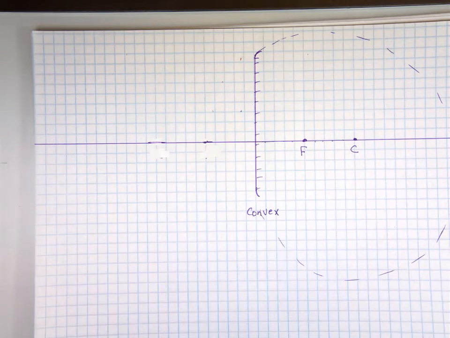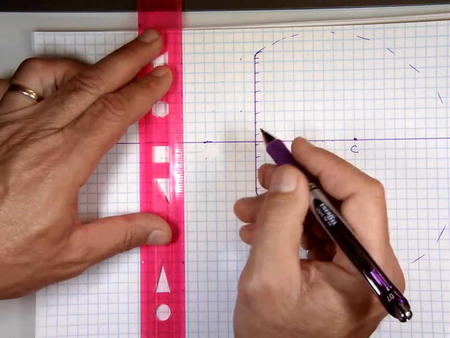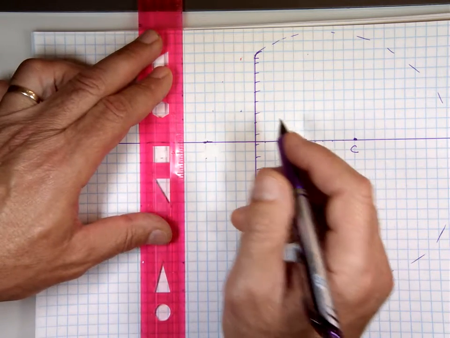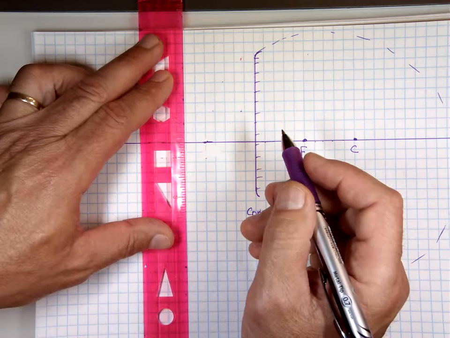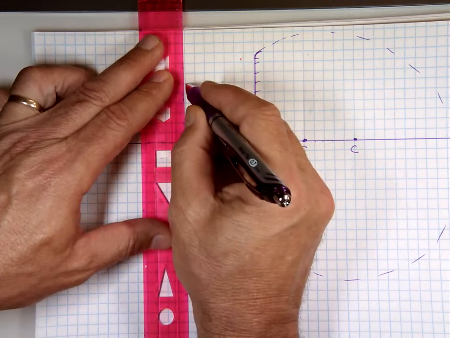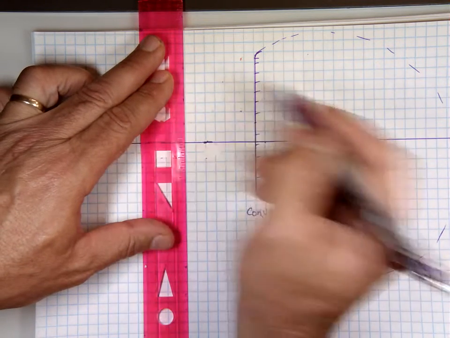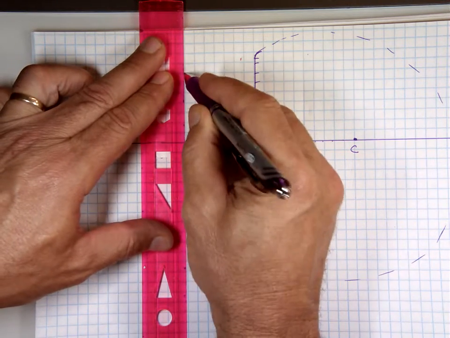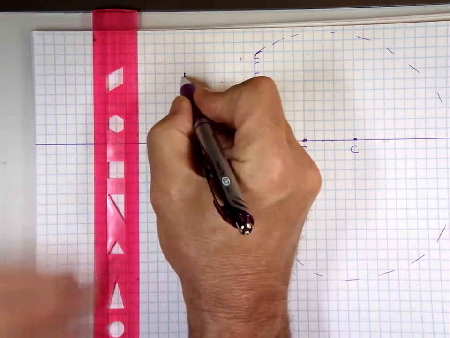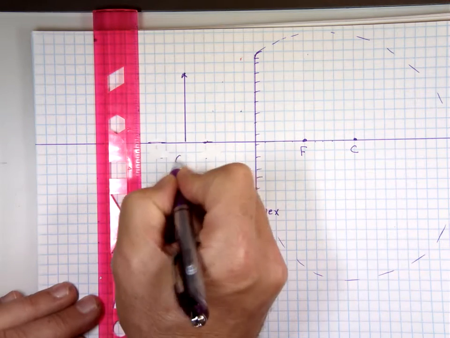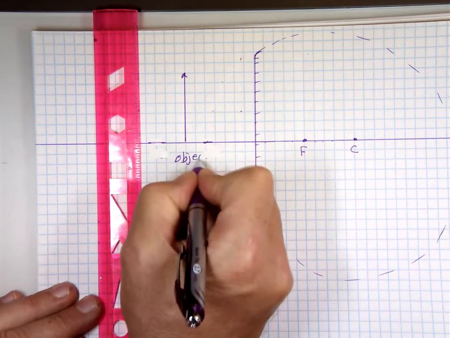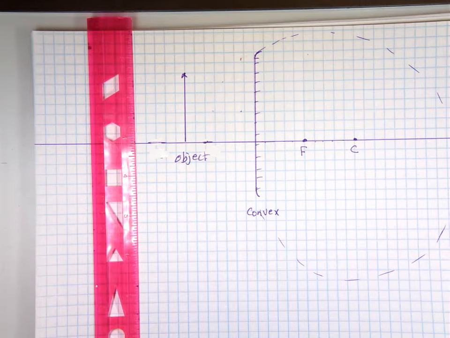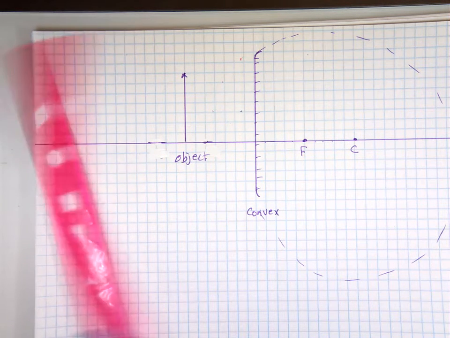Put an object anywhere here. It doesn't matter where. I'm going to make the object bigger because the image is always going to be smaller here, so I want to be able to see it. So this is my object. And color coding again. Blue is the P ray, the parallel.